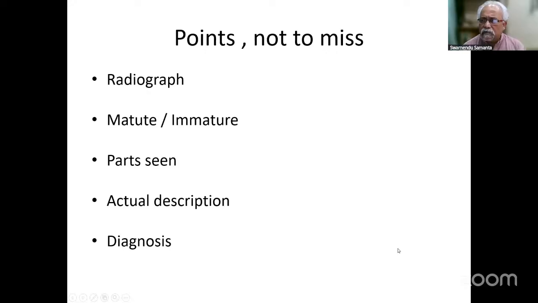So when you are given the X-ray, the basic point that you should not miss is that they don't want you to say this is an X-ray. Say this is a radiograph of this part. Then definitely mention whether this is a radiograph of the mature or the immature skeleton. Then what are the parts seen in that X-ray? Then you go into the actual description of the parts seen, and then finally you tell your diagnosis. So this is the way you have to say. Don't say this is an X-ray and this is a fractured neck femur.